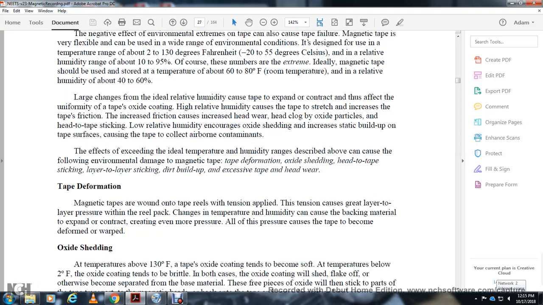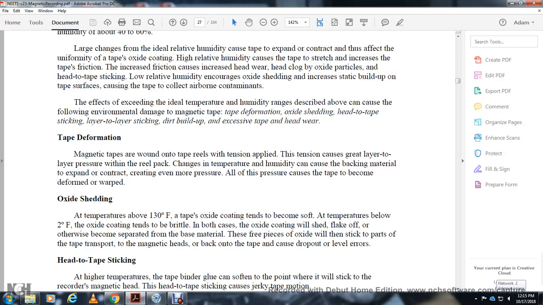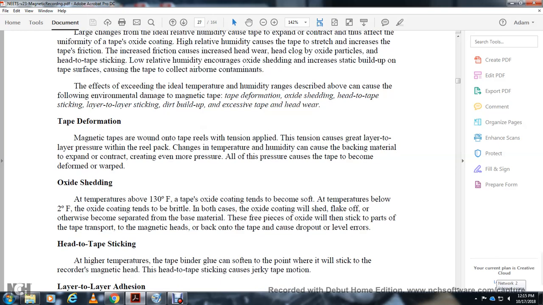Tape deformation. Magnetic tapes are wound on a reel at a set tension level, and the tension creates great layer-to-layer pressure within the reel pack. Changes in temperature and humidity can cause the backing materials to expand and contract, creating even more pressure. All of this pressure can cause the tape to become deformed or warped.